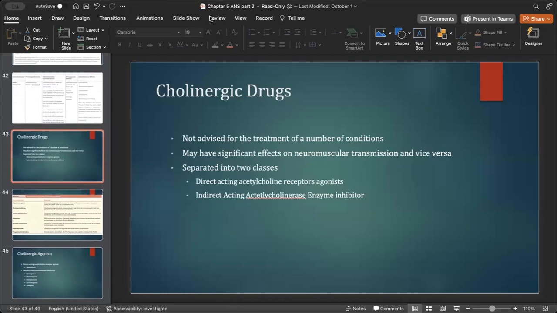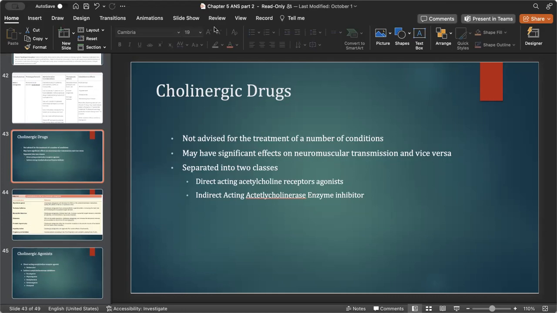Now, cholinergic drugs are the opposite, right? Because these drugs, instead of working on the sympathetics like we've been talking about, work on the parasympathetic system, which is very different from what we've been talking about this whole time. So cholinergic drugs mimic the parasympathetic nervous system, which is the opposite: decreased heart rate, decreased blood pressure. And it also causes bronchoconstriction.